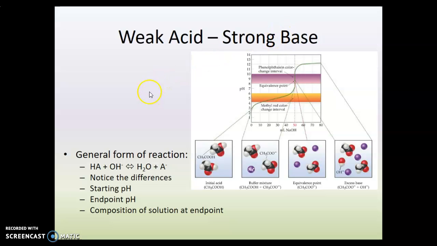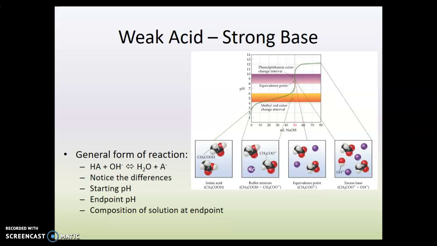But what about if you have a weak one that you're titrating with a strong one? Well, in that case, you have the general form of your reaction, right? You have HA for your weak acid, right? And then you have OH minus for your strong base. Because, remember, the OH part is the only part that reacts. The other one is just a spectator ion, right? So if this is sodium hydroxide, it reacts exactly the same. If it's potassium hydroxide, it reacts exactly the same as if it's rubidium hydroxide, all those things, right?